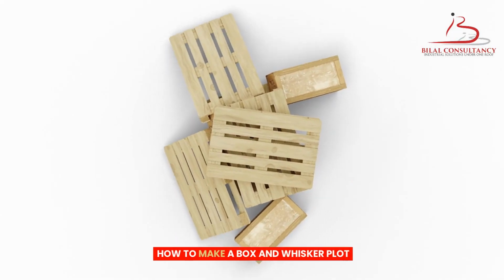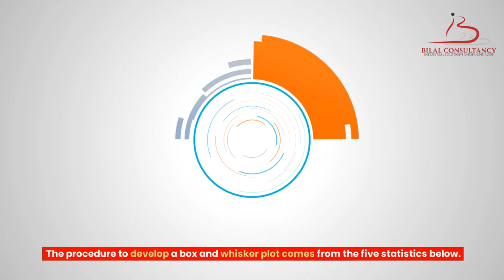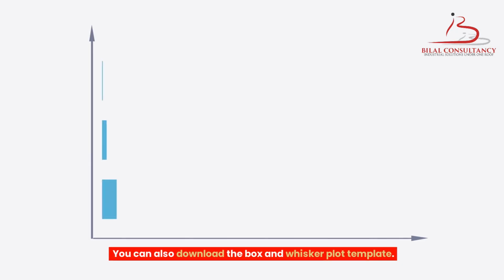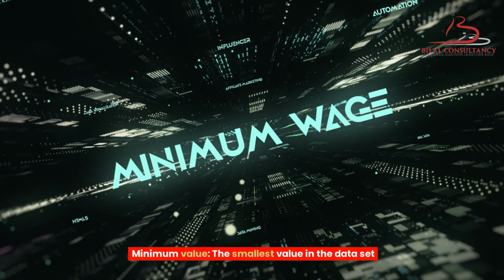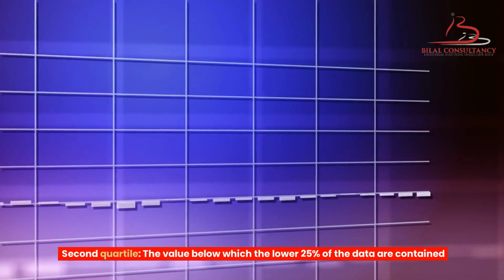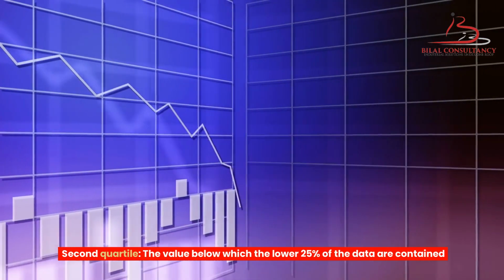How to make a Box and Whisker plot. The procedure to develop a Box and Whisker plot comes from the 5 statistics below. You can also download the Box and Whisker plot template. Minimum value, the smallest value in the dataset. Second quartile, the value below which the lower 25% of the data are contained.